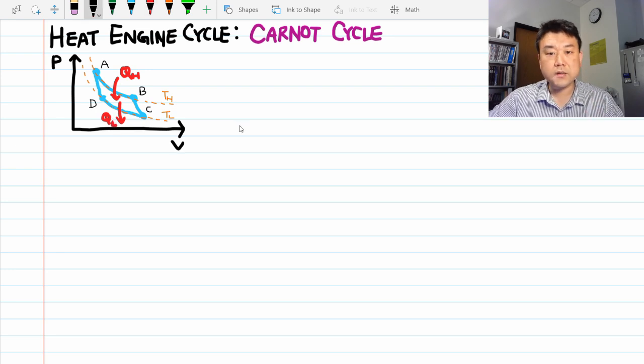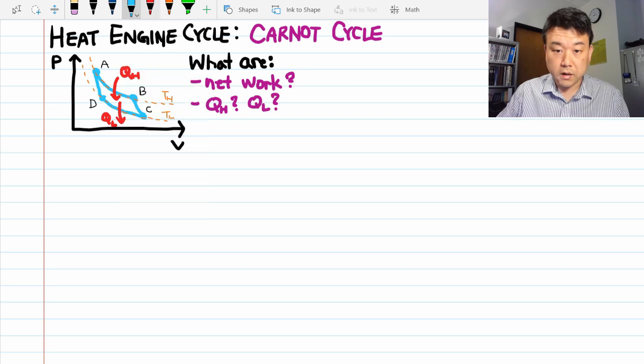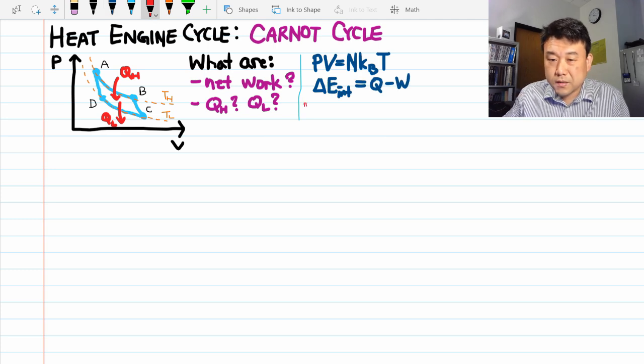Alright, so we ask the same questions as before. That is, what are the net work done, heat input, and the heat output? Let me write down some equations that will be useful as we work through this example. There's the ideal gas law, as usual, and the first law of thermodynamics. And assuming this is a monatomic gas, we have the following expressions.